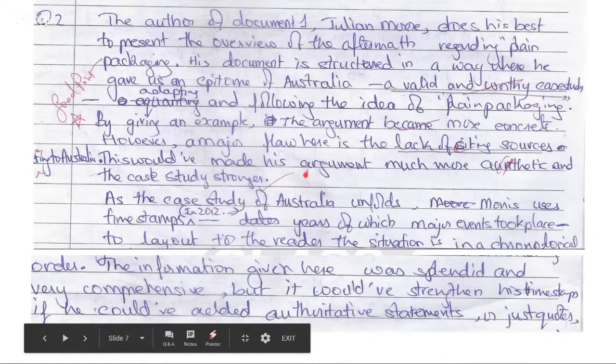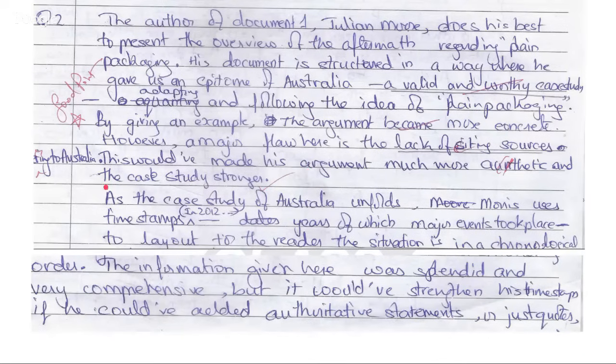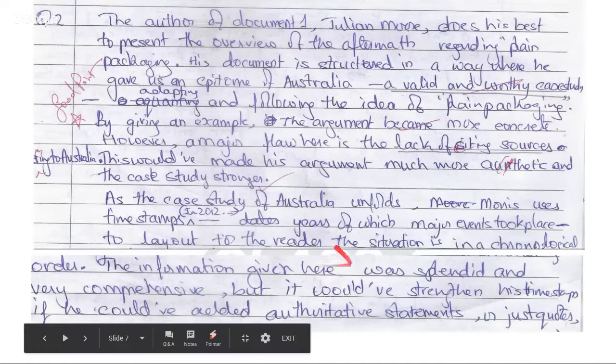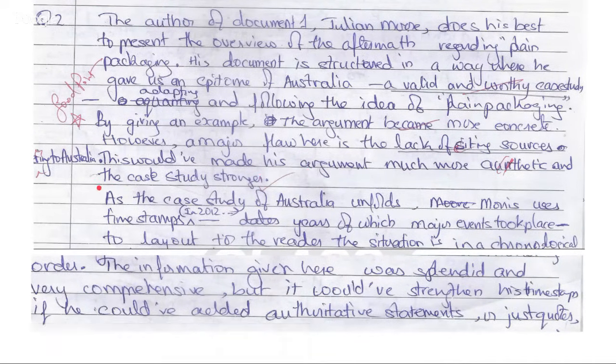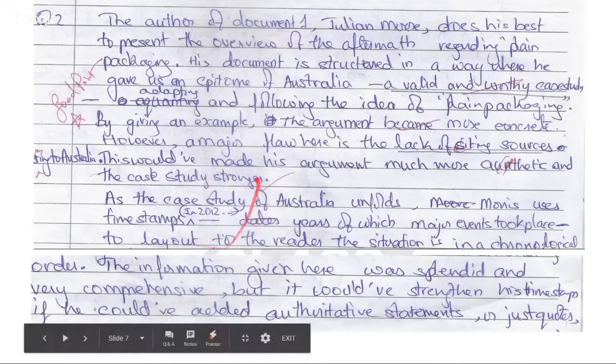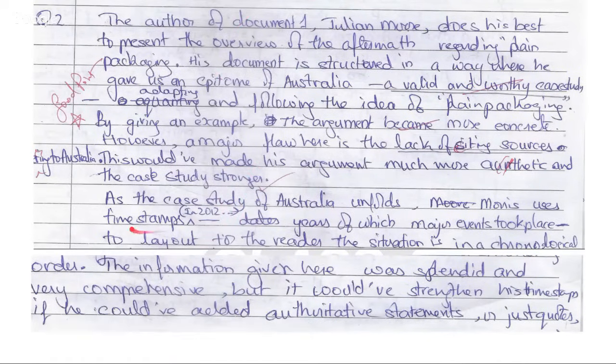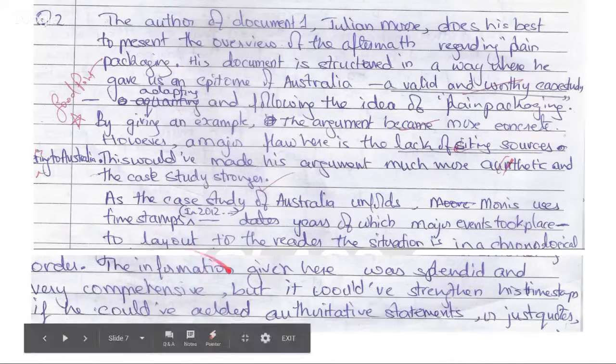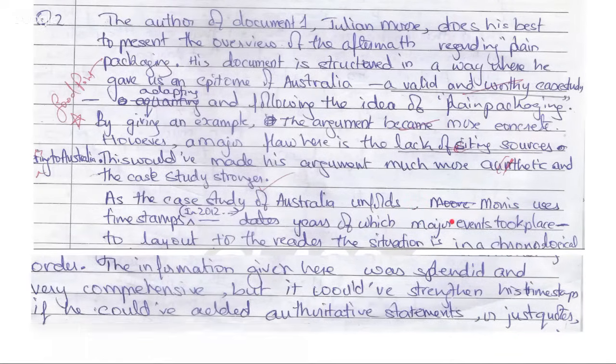Okay, you can also see here he didn't put the bullet points, but he took one strength and weakness and divided this into a paragraph. Strength and weaknesses, this became one paragraph, and he started a new paragraph here with another strength and weakness. So as the case study of Australia unfolds, Morris uses timestamps. Over here, he actually uses a reference in 2012, years of which major events took place, to lay out to the reader the situation in chronological order.